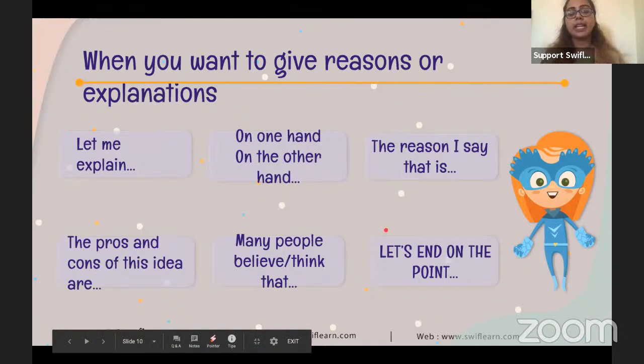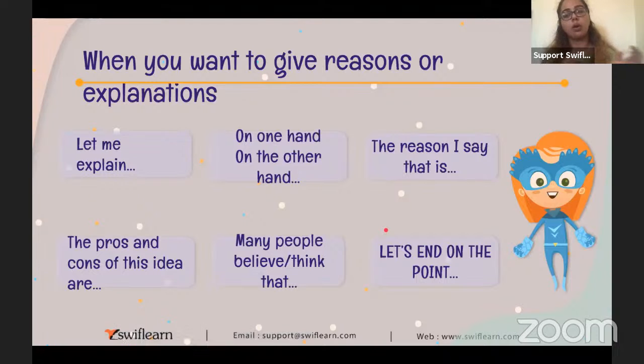Next, "many people believe" or "many people think that." This is based on facts. Okay, we can't just say many people believe or many people think based on what we are thinking. No, this comes from the research that you do, or the reading that you do. That's when you come to a conclusion that a lot of people think the same way. And that's when you say something like, many people believe or many people think that.